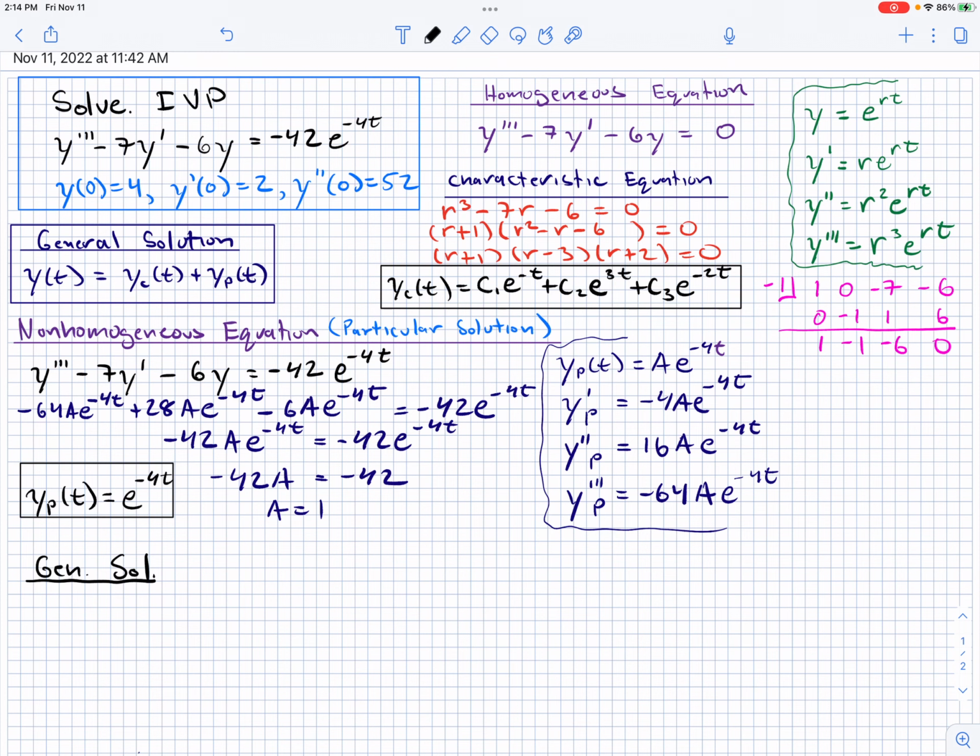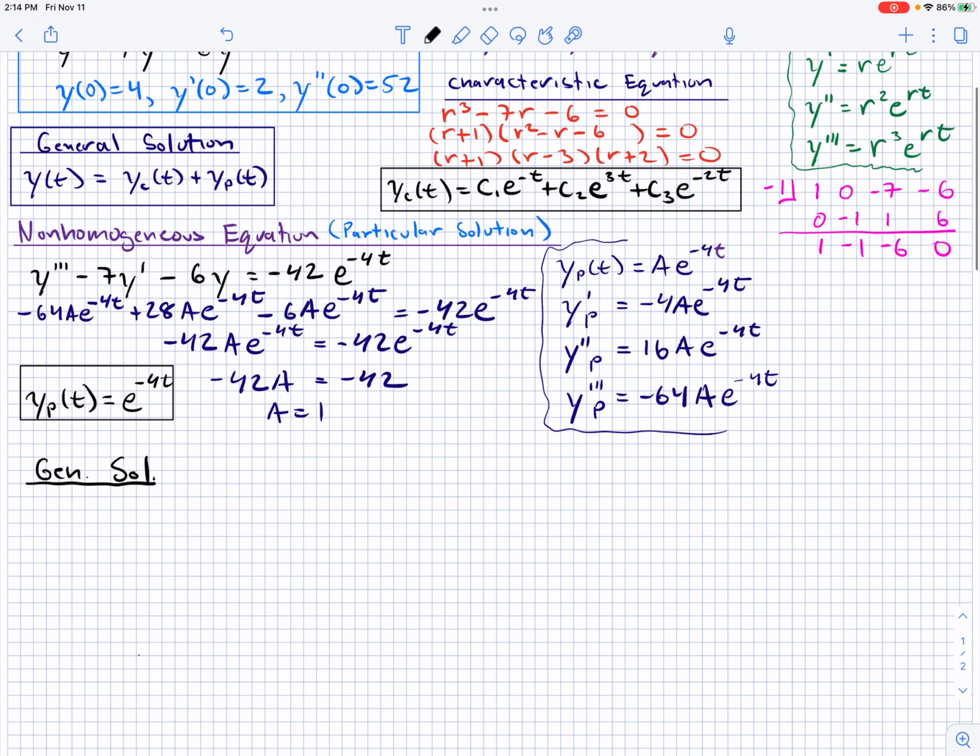So now we have our general solution, which is y of t being equal to y sub c of t, which is c1 e to the negative t plus c2 e to the 3t plus c3 e to the negative 2t plus e to the negative 4t.